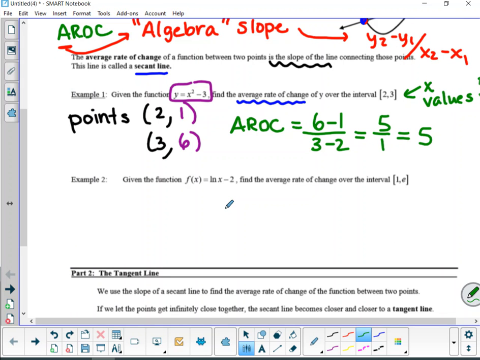Find the average rate of change of that function, the ln of x minus 2, on the interval from 1 to e. All right, so what do we need to do first? Do what with 1? Plug it in, okay. So f of 1, the natural log of 1 minus 2.